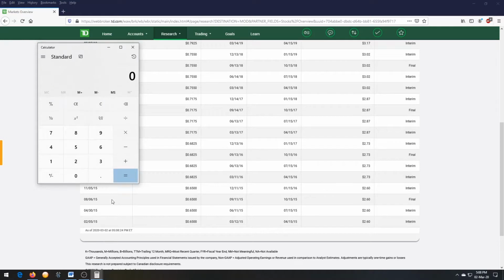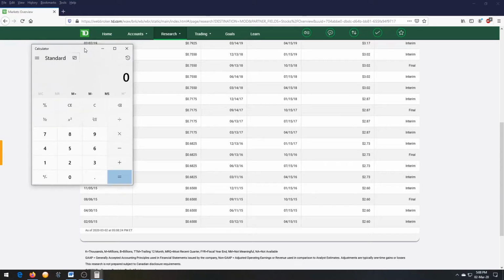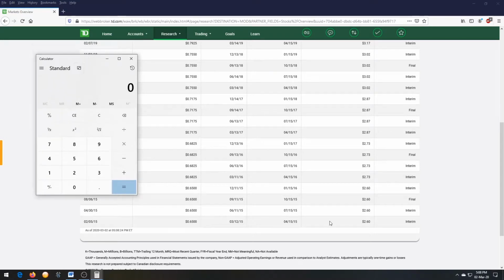So let's calculate it. 5 years ago, the stock price of Bell Canada was about $53. So if we take the dividend rate of what it was then, $2.60, divided by 53 times 100, that will give us the annual yield. It's 4.90%. Still pretty good, but not as good as it is now.